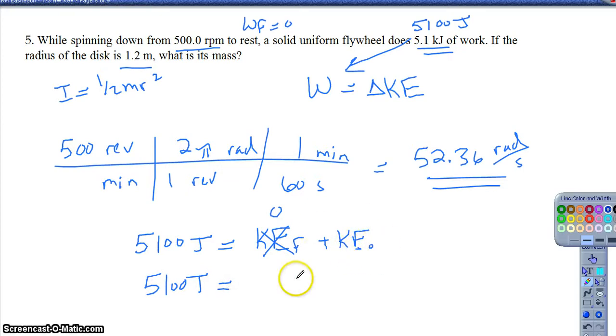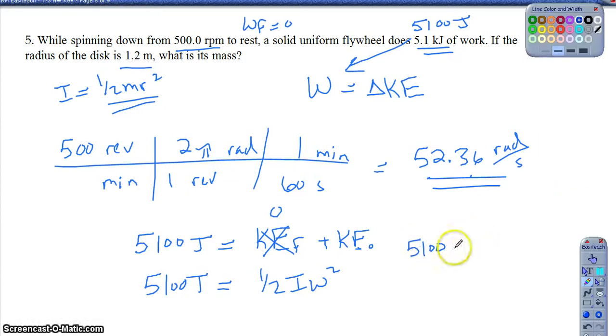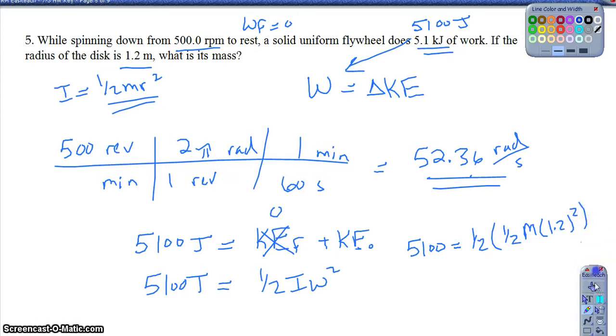Again, the amount of kinetic energy it starts with, well, kinetic energy is 1/2 I omega squared. I just found my omega, my 52.36. That is my starting velocity. And I for a uniform disk is 1/2 mr squared. So at this point, if I break the equation up, I know all of the values except my mass. So it's 1/2, and then I substitute in for the moment of inertia, so another 1/2, the mass, which I don't know, the radius, which is 1.2 squared, and then the omega, which is 52.36 squared. So I've got that in there.